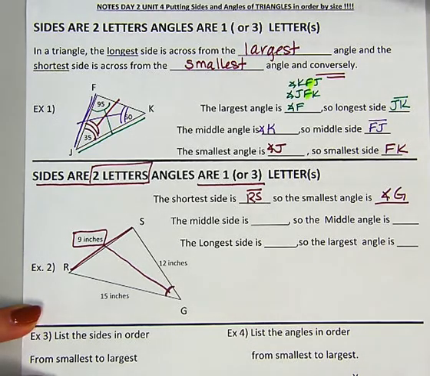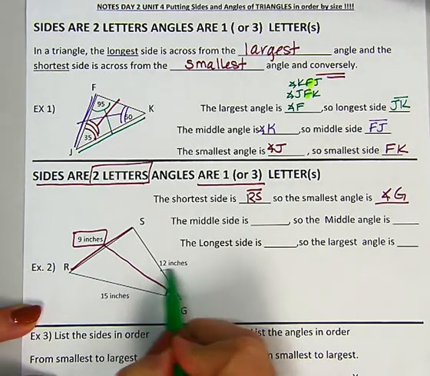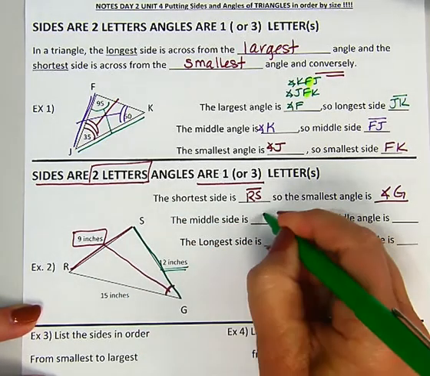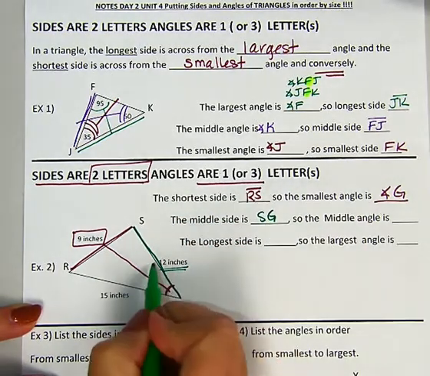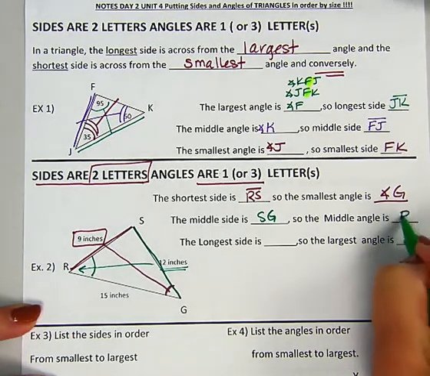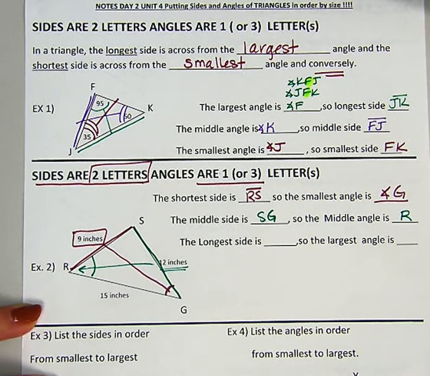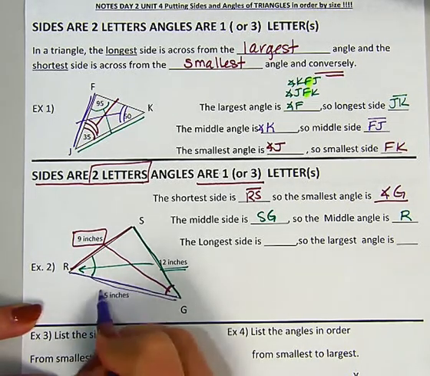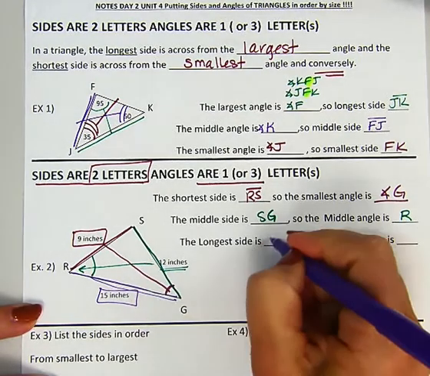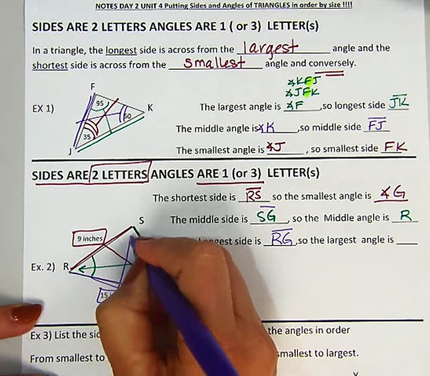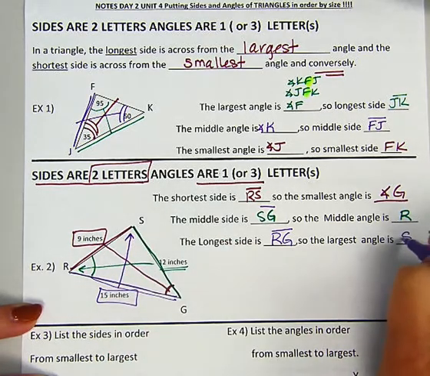I'm going to switch colors here. My next middle number is 12. That's SG. So SG is my middle side, and it's across from my R. It's talking to R, so R is my middle angle. My longest side is 15, because they give this to me, and that is RG. Okay, and it's across or talking to my S. So my S is my largest angle.